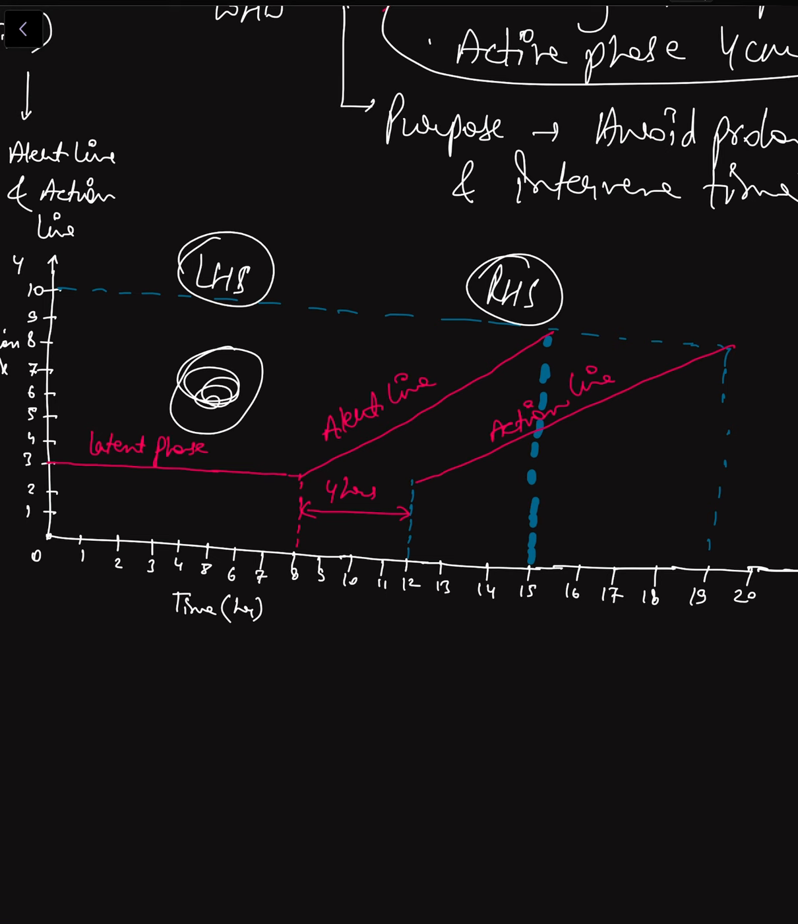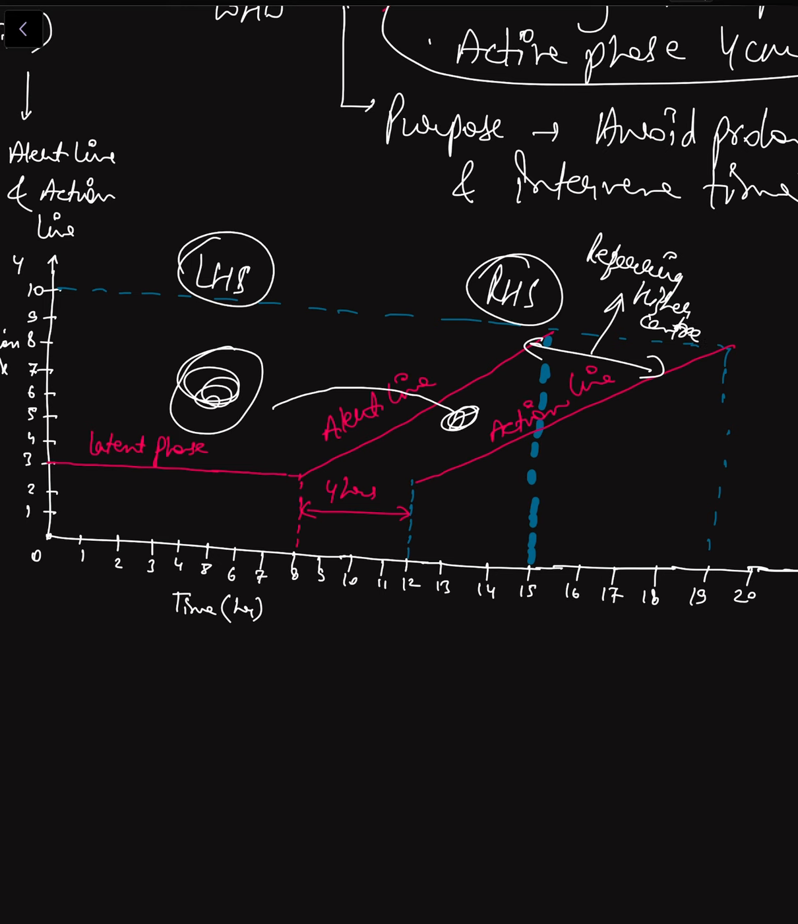If somehow the line crosses the alert line and comes to the middle of the alert line and action line, then it is the indication for referring to a higher center. If the point is present in between them, refer as soon as possible to a higher center.